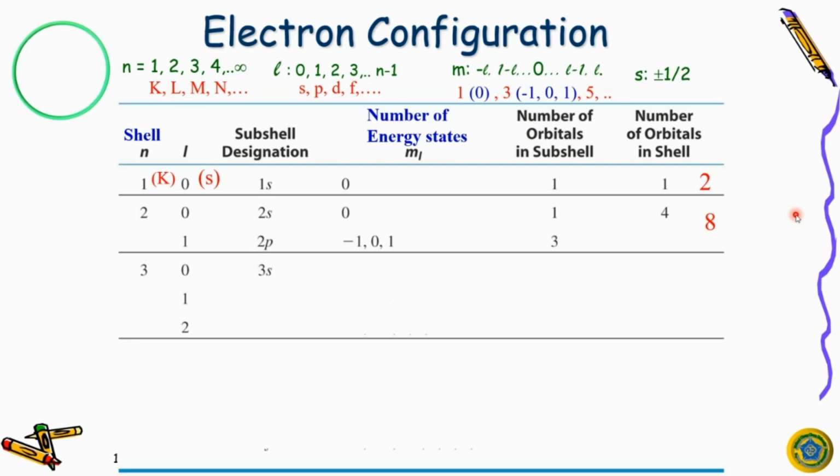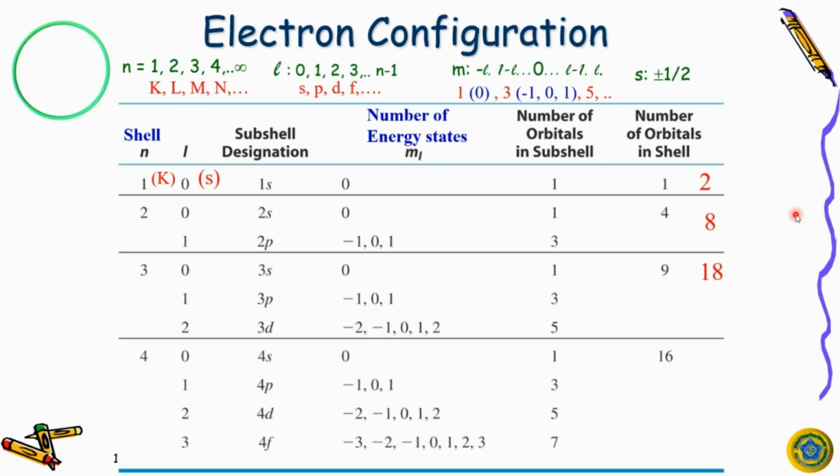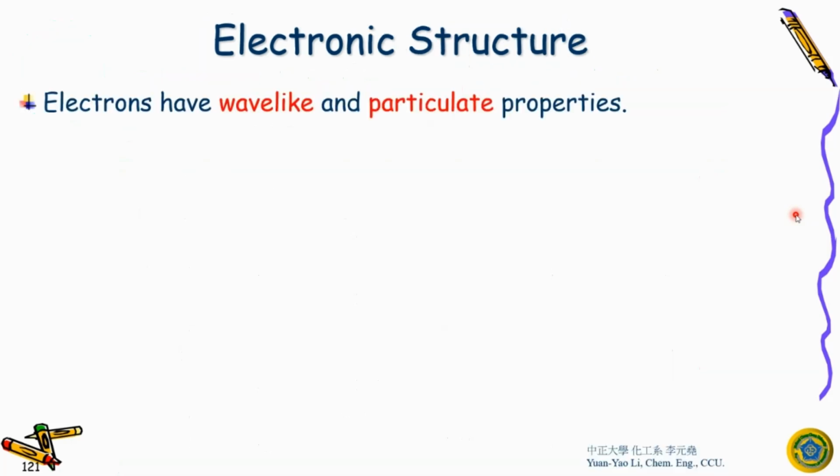Number 3 is like this, so please read this by yourself. In shell number 3, you have 18 electrons. In the N shell, you have 32 electrons. This is not difficult at all, so I will just go through this.